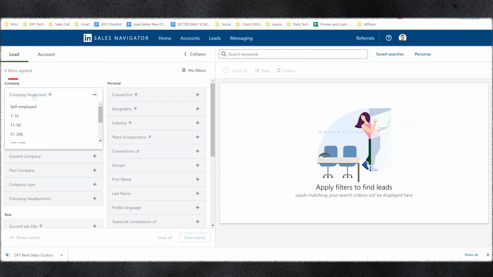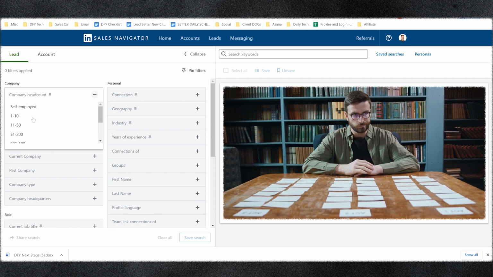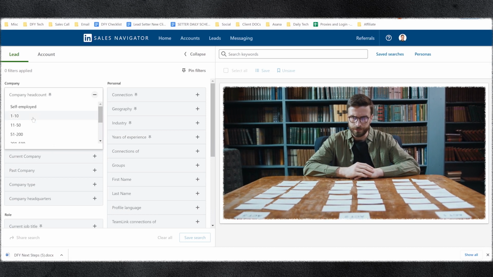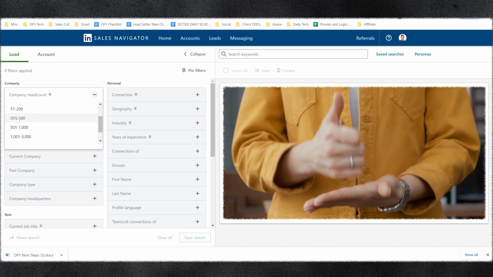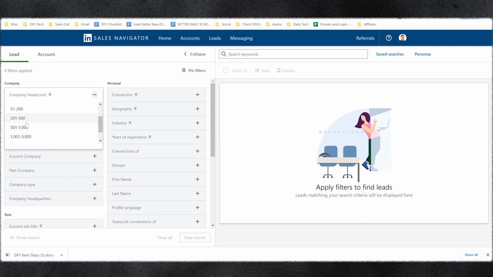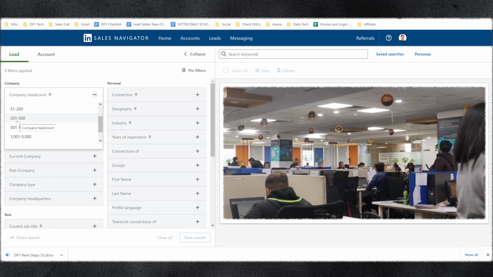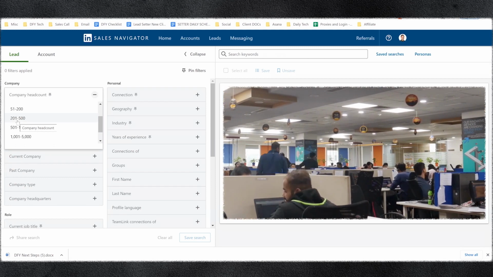You can go by company headcount, self-employed, 1 to 10, 11 to 50, et cetera. It depends on who you're going after. Now, here's a challenge that some people have when they're trying to figure out who my exact ideal client is. You would think, I'm just going to go after the big companies, 200 to 1,000 employees. The challenge is that a lot of those companies already have people in place that do what your offer is, depending on what your offer is.